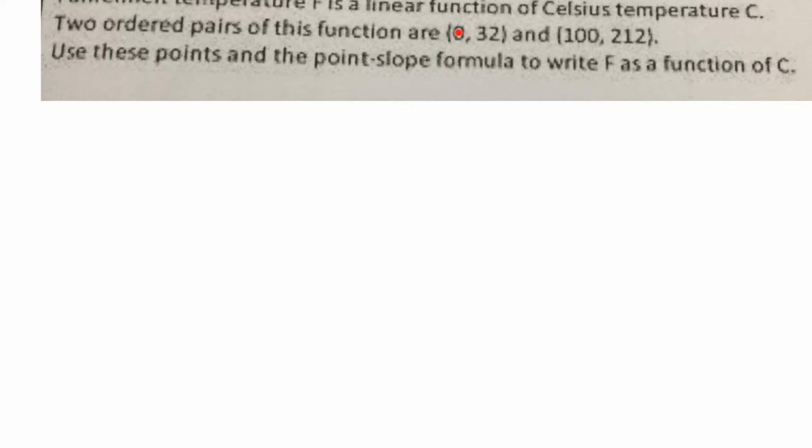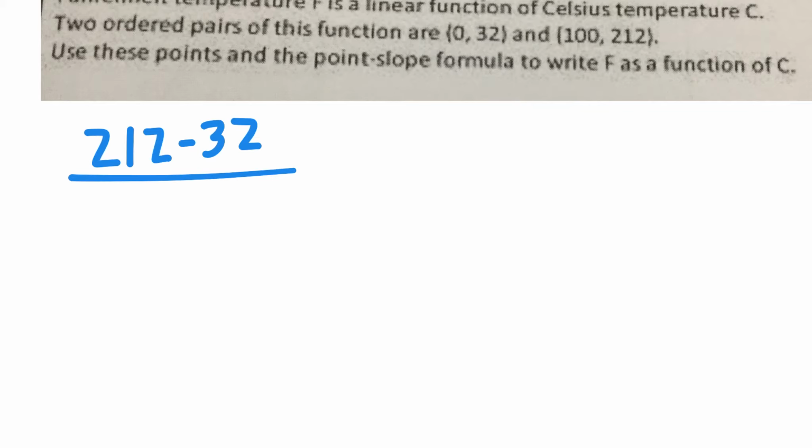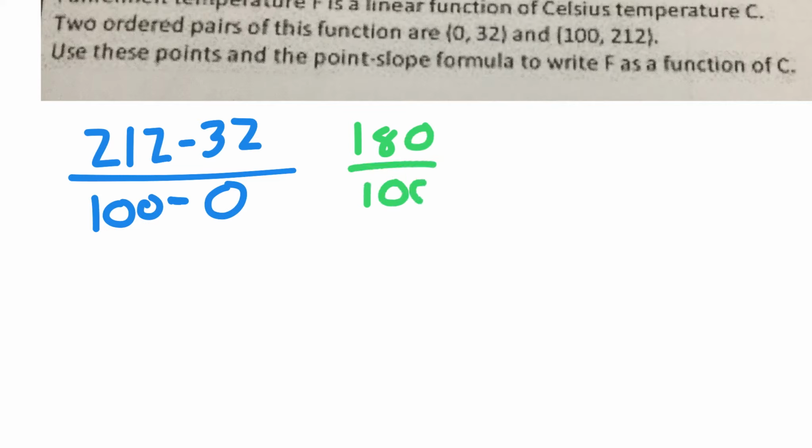So we know that our x values represent Celsius, right? That's the Celsius temperatures. The y values represent Fahrenheit. So, first thing I would do, I'm going to find the slope of my line. So y2 minus y1 over x2 minus x1. So 212 minus 32 is 180 over 100, which is 18 over 10, which is 9 over 5.